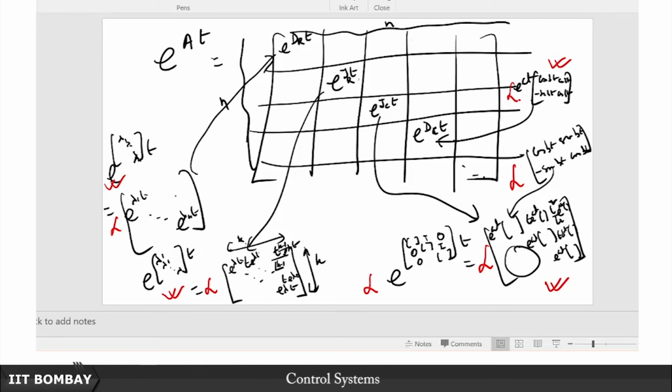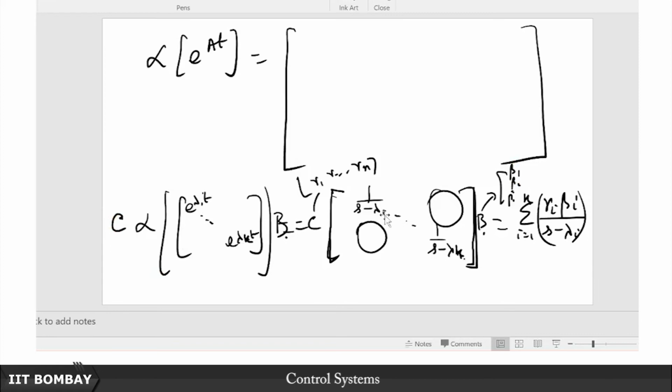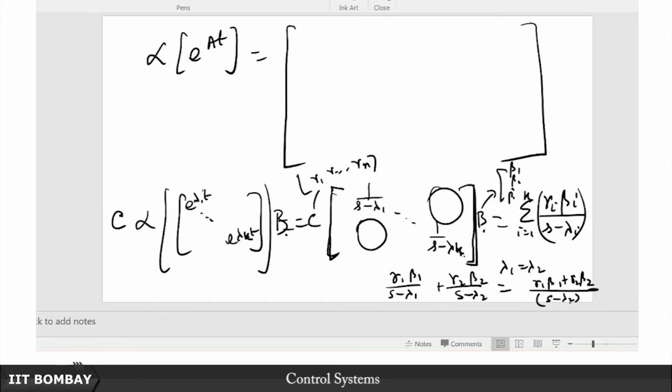What about the other part? What if any two of these eigenvalues are identical? We've seen that that also causes you to lose not just observability or controllability, but both. So what happens if any of these lambda i's are identical? Well, again, suppose without loss of generality, lambda 1 is equal to lambda 2. Then what you have is gamma 1 beta 1 by s minus lambda 1 plus gamma 2 beta 2 upon s minus lambda 2, which is going to be nothing but gamma 1 beta 1 plus gamma 2 beta 2, which is a constant, by just s minus lambda 1.